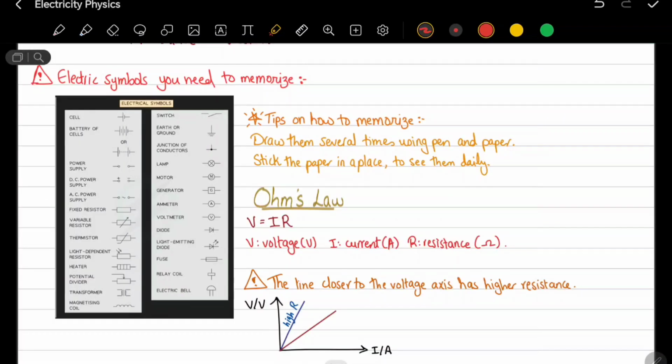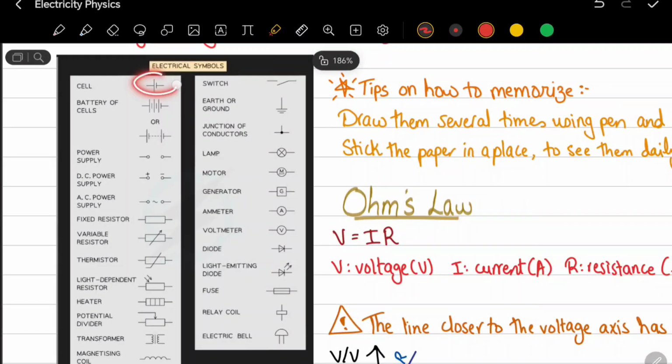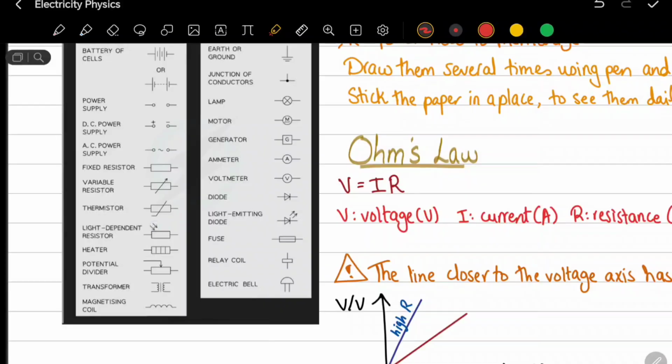There are some electric symbols that you need to memorize. Getting started, we have a cell, and this is a battery. Here we have a power supply. This is the DC power supply, the AC power supply. Here we have a fixed resistor, and this is the variable resistor, which is used to control the amount of current. Here we have the thermistor, and we're going to discuss it further down. The thermistor is related to the temperature. Light-dependent resistor, it discusses the relationship between the light and the resistance. Here we have a heater. Here we have a potential divider, which divides the voltage between components. Here we have a transformer. We're going to discuss this also further in our upcoming chapters.